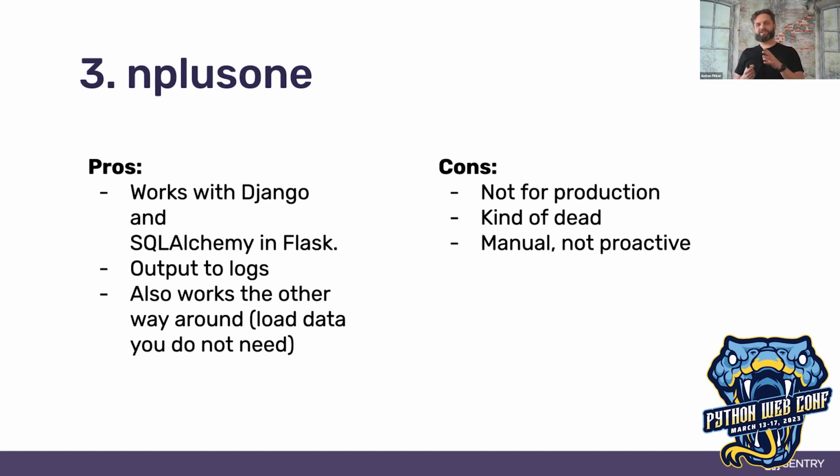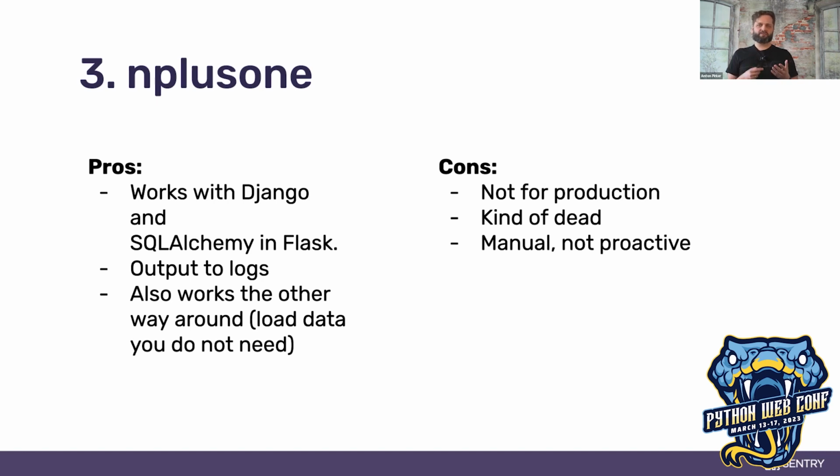But yeah. Also, the big con here is that it is kind of dead. So the last release of N+1 was 5 years ago, I think, or 4. This is also the thing why FastAPI is not listed anywhere, because 5 years ago, I think FastAPI was not here yet. So maybe it's abandonware and yeah, it's not maintained anymore. And similar to Django Debug Toolbar, it is also a manual approach and not very proactive. So you have to go to your views to load them so that N+1 can do its thing and then put out the log messages.